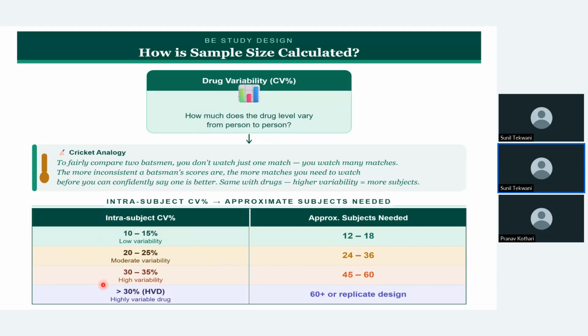So this is an approximate range. For moderate variability, you will need 24 to 36. And high variability, you will need 45 to 60 subjects. So for more than 30%, you will need 60 plus subjects or a replicate design. Okay. Not a crossover design, replicate design, 4-period design that you can learn through guidance. Okay, so why for high variability, a high number of subjects are required?